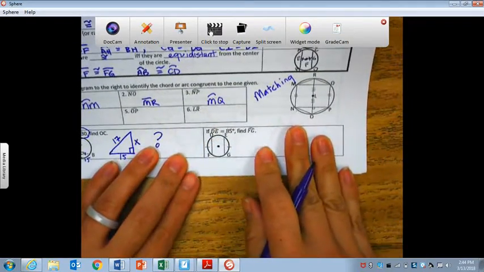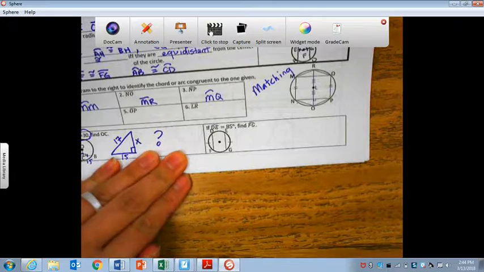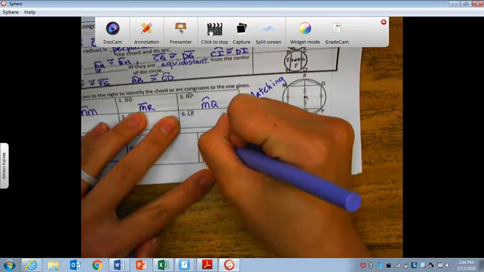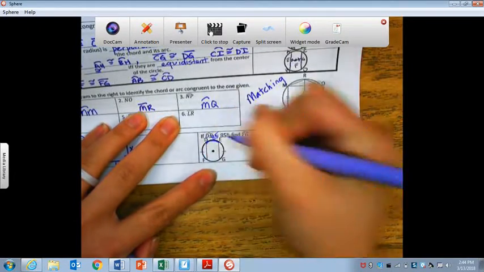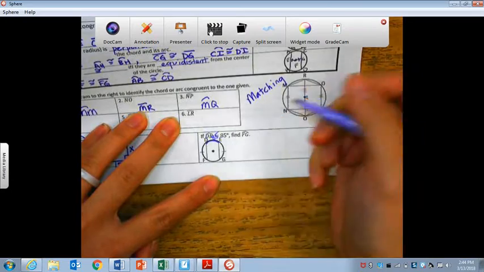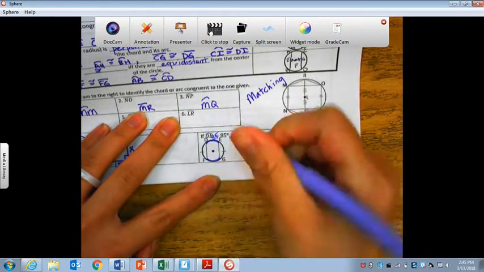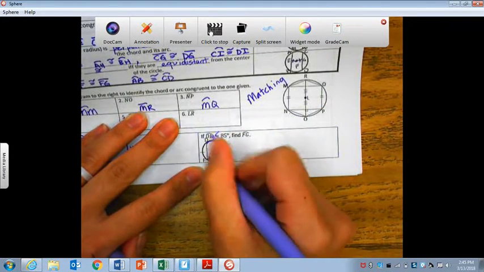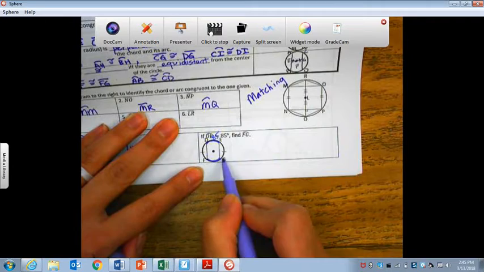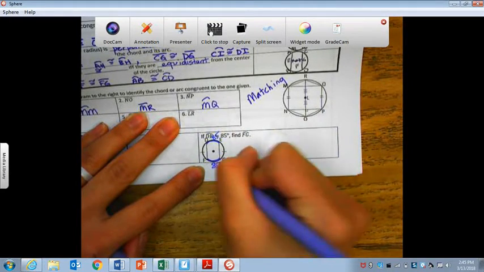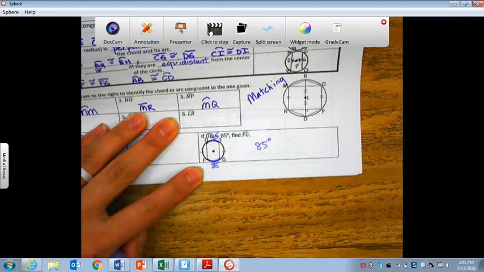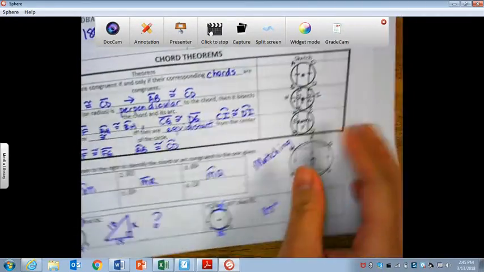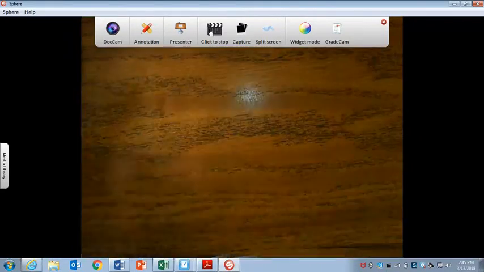Alright, the next example is pretty simple. It looks complicated, but it shouldn't be. It says here, DE, right here, this arc is 85 degrees. Okay, now it says find FG. Well, let's look at this. Okay, what would your instincts tell you? It tells me that since these are congruent, right here, it also tells me that this is congruent. So it's simply 85 degrees. Easy peasy. Okay, let's go ahead and turn the page and move on to tangents.